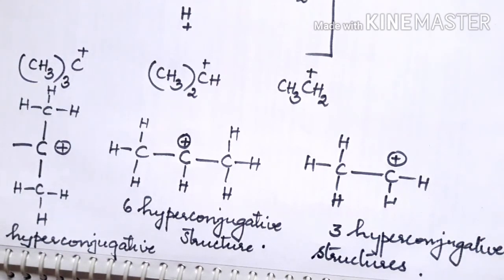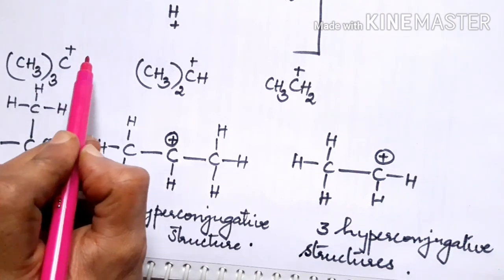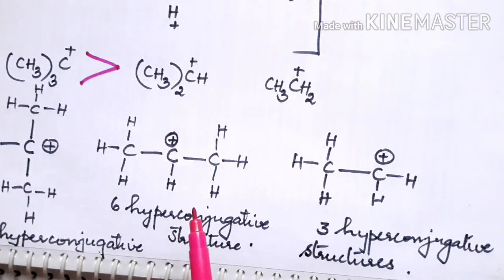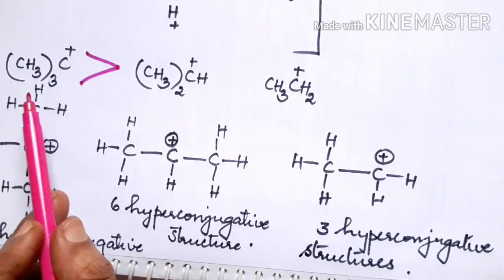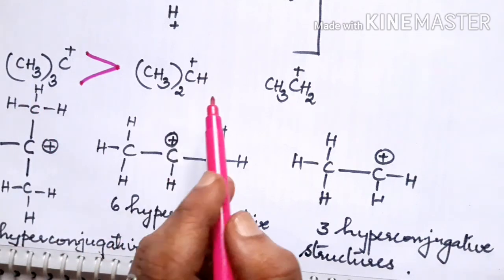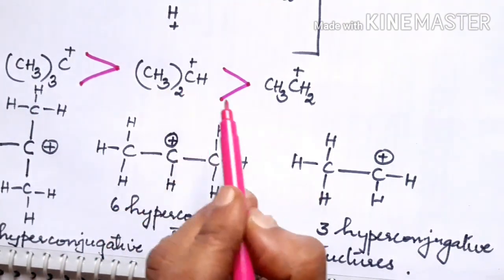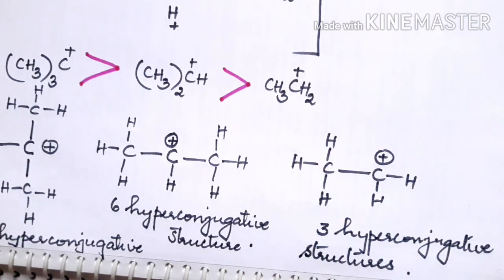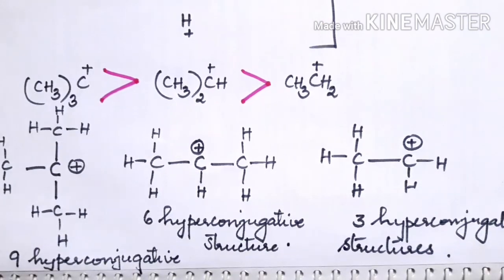So you find that the tertiary carbonium ion always has maximum stability due to the formation of the maximum number of hyperconjugative structures, compared to a secondary carbocation and a primary carbocation. In this video, we have explained the electronic displacements happening in a covalent bond.